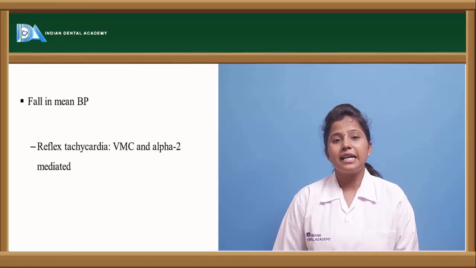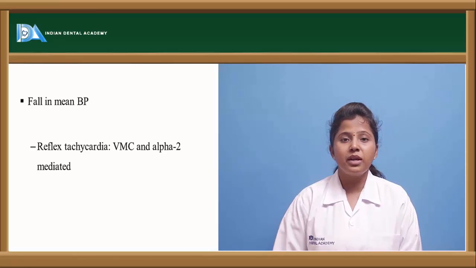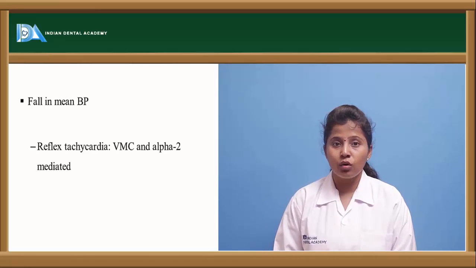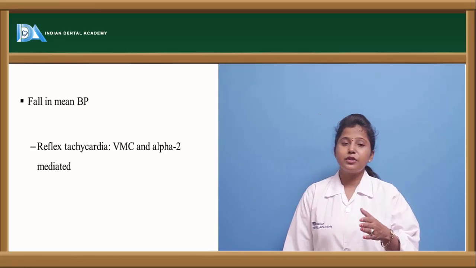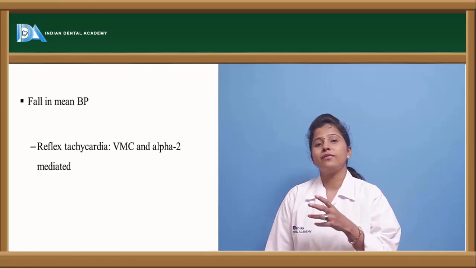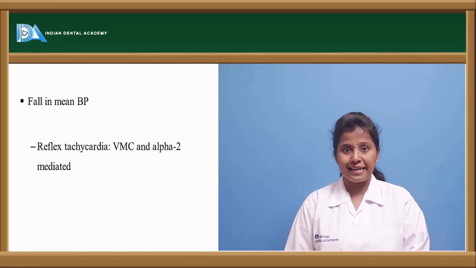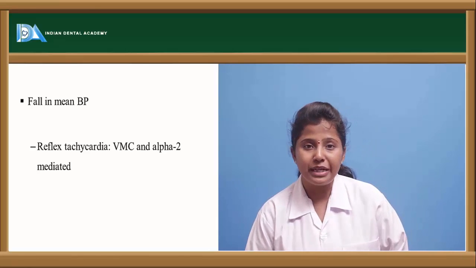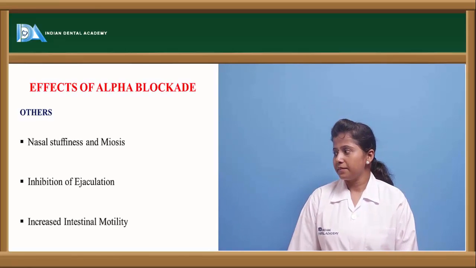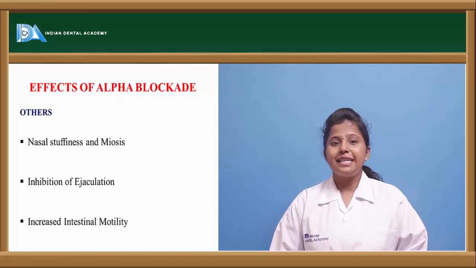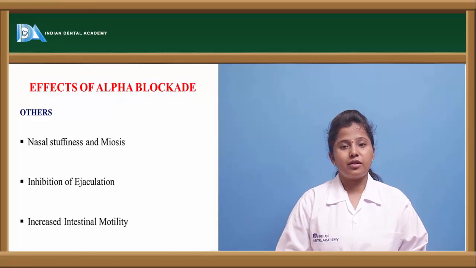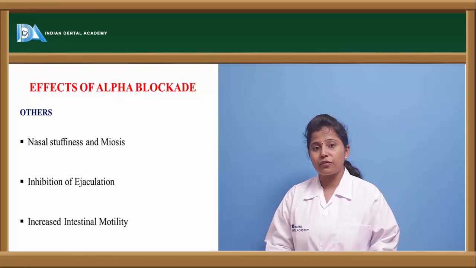So reflex tachycardia is nothing but an abnormal heartbeat in response to the vascular tone, which is observed because of the vasomotor center as well as alpha 2 mediated blockade. We saw the effects on the CVS. Let us see what the other effects are because of the alpha blockade.